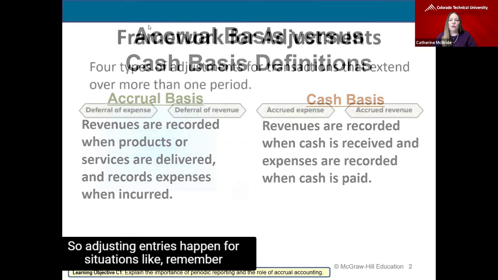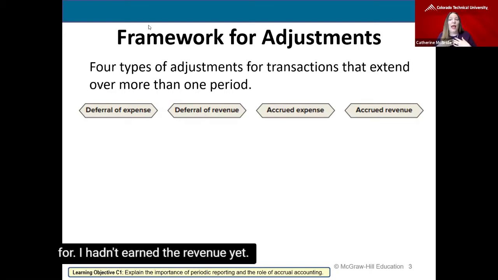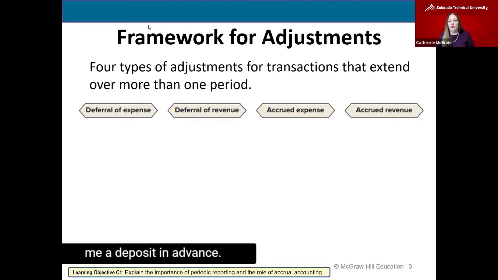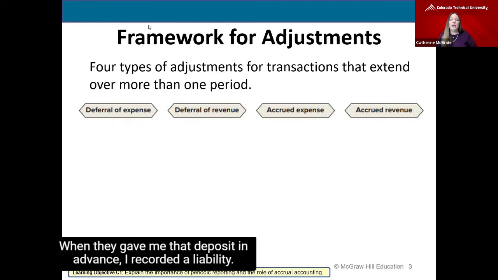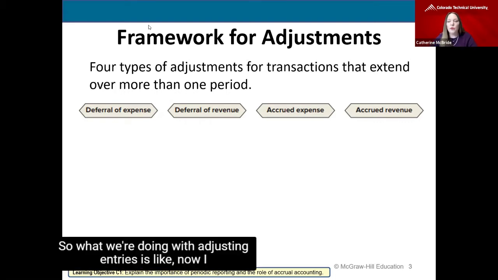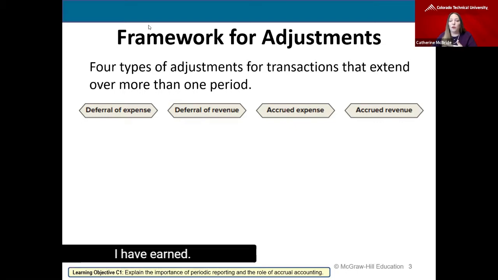So adjusting entries happen for situations like, remember last week when we talked about unearned revenue. I got a deposit from the hotel that I was manufacturing cushions for. I hadn't earned the revenue yet. I earned it by manufacturing the cushions, but they gave me a deposit in advance. When they gave me that deposit in advance, I recorded a liability. I recorded unearned revenue. So what we're doing with adjusting entries is, now I have to go back and I'm going to recognize the revenue that I have earned.